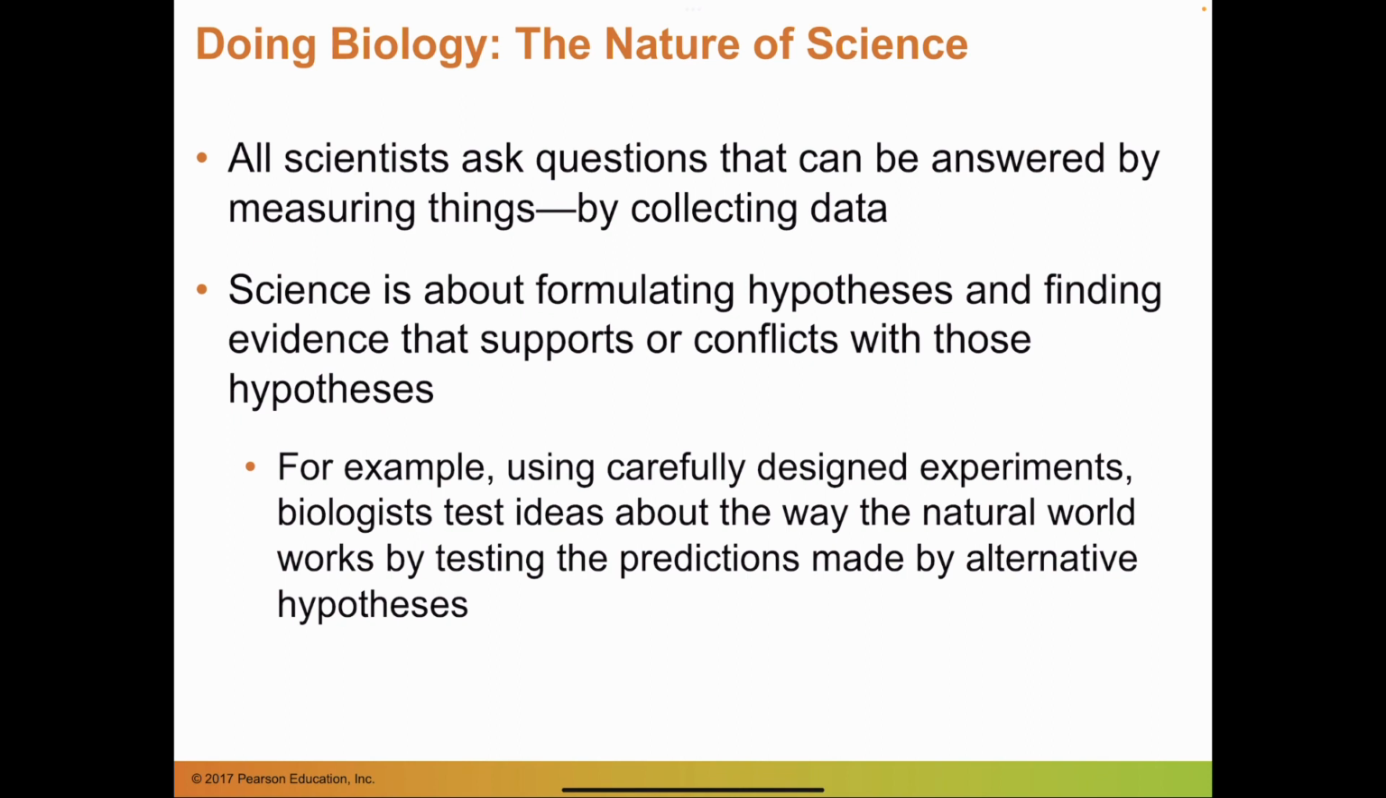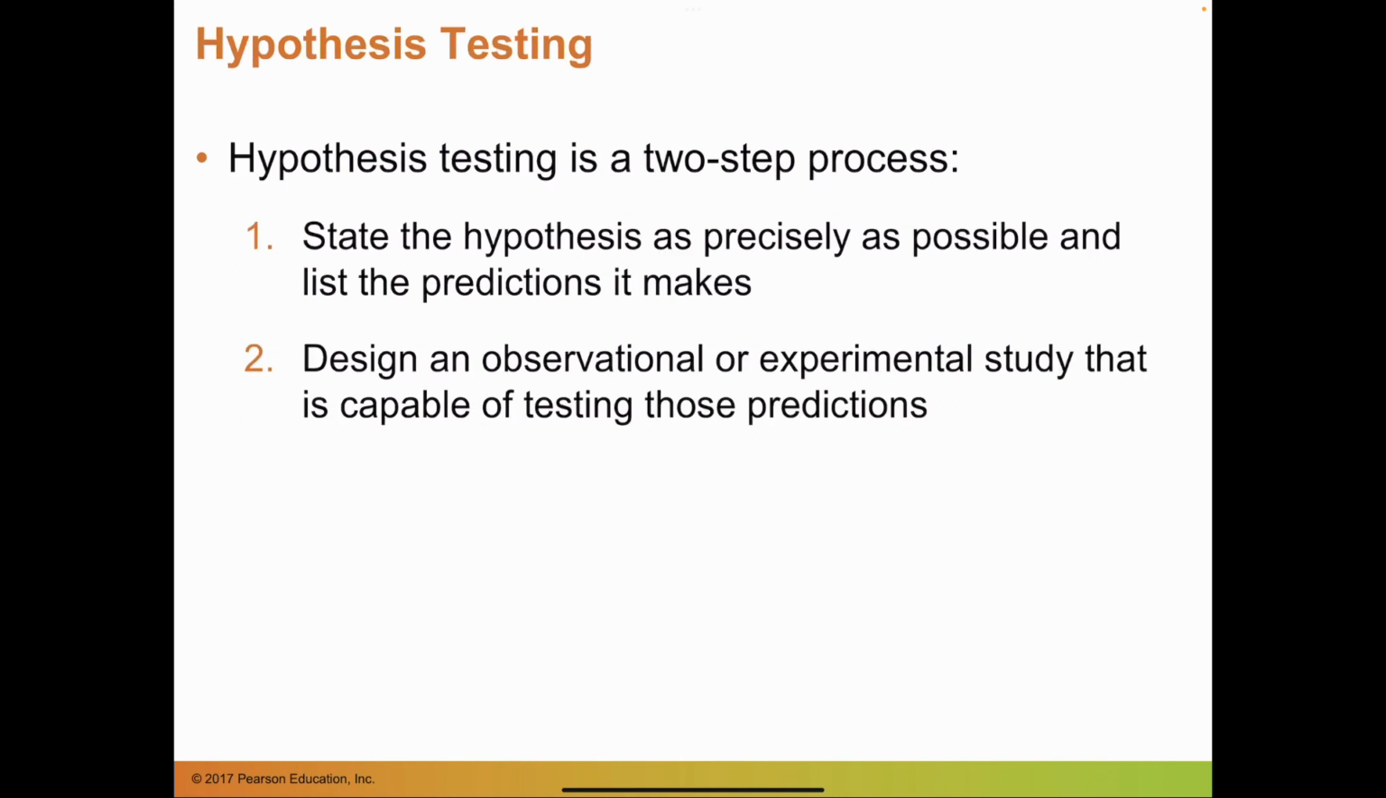Biologists will test ideas about something that they witness, and then you make predictions and you test those predictions. You can actually have an alternative hypothesis that may be true if things aren't working out the way that you had hypothesized them to be.